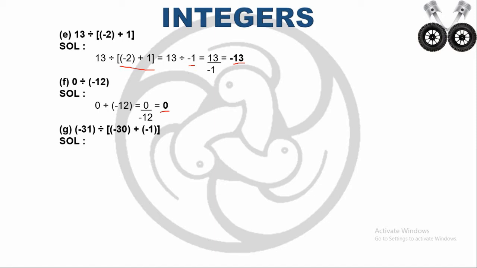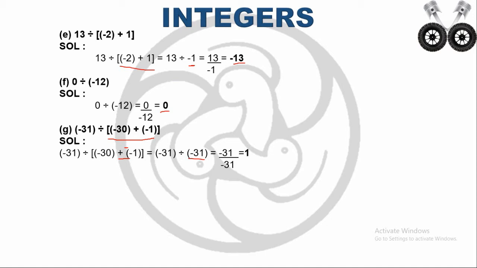Subdivision G, minus 31 divided by the bracket of minus 30 plus minus 1. The order of operation is that first the bracket should be executed. Inside the bracket we have minus 30 plus minus 1. Here the two operators are next to each other, so we have to change the sign. Plus into minus, so it is minus 30 minus 1. The two integers have the same sign, so we have to add minus 30 minus 1. The answer is minus 31.